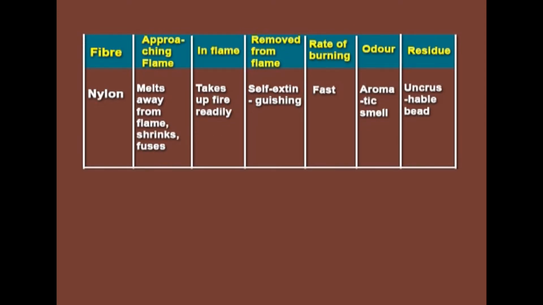And taking the nylon fiber, when approaching the flame, it also melts away from the flame, it shrinks and sometimes fuses, and within the flame it takes up fire readily, and once it is removed from the flame, it is self extinguishing, just like the protein fibers. The rate of burning is going to be fast, and it gives an aromatic smell, and again the bead is uncrushable one. So, this uncrushable bead is an indication that these are all synthetic fibers.